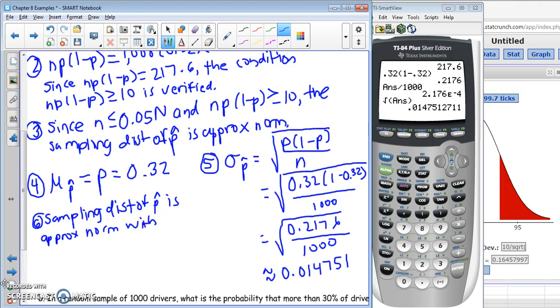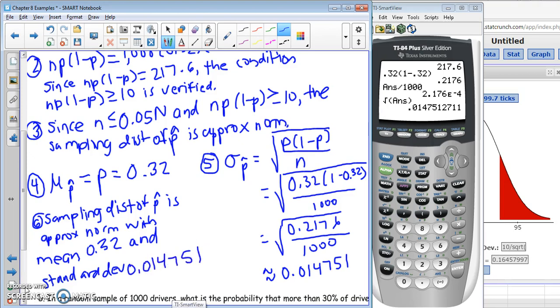with mean 0.32 and standard deviation 0.014751. Ooh, so pretty lengthy process just to show that it's approximately normal and to calculate the mean and standard deviation. A little bit more tedious there.